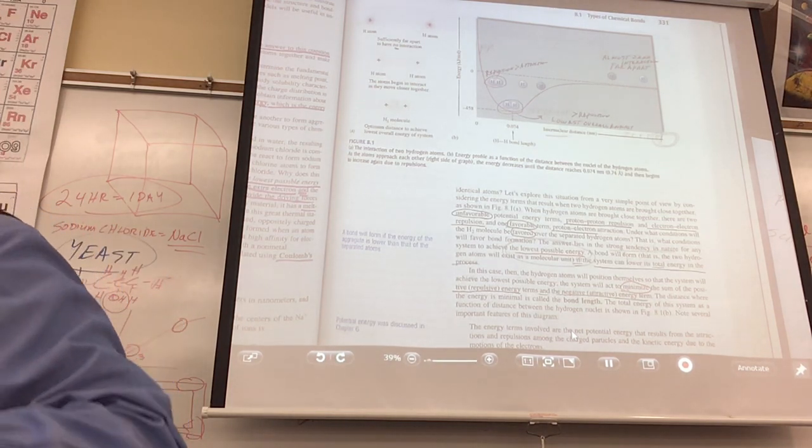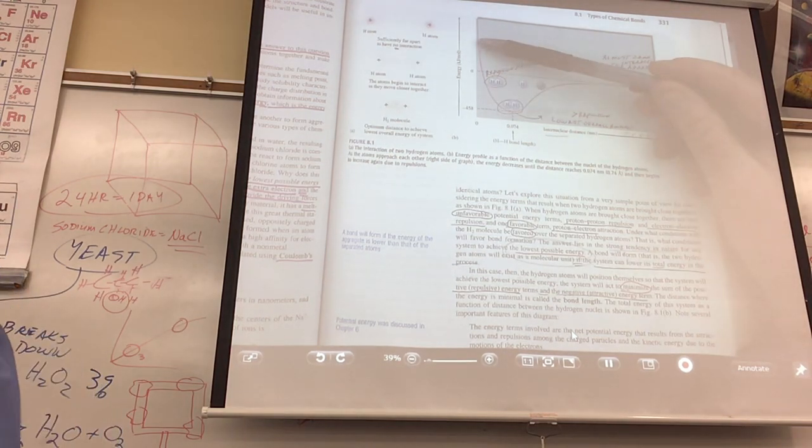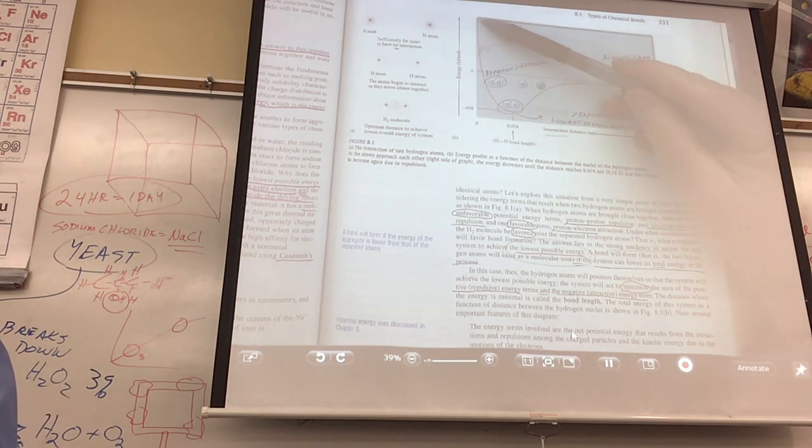But take a look at this graph. What happens if I bring these two hydrogen atoms really, really close to each other? What if the distance between them is 0? Then what's going to happen there? You're going to have a huge amount of what? Repulsion or attraction? You're going to have a huge amount of repulsion.